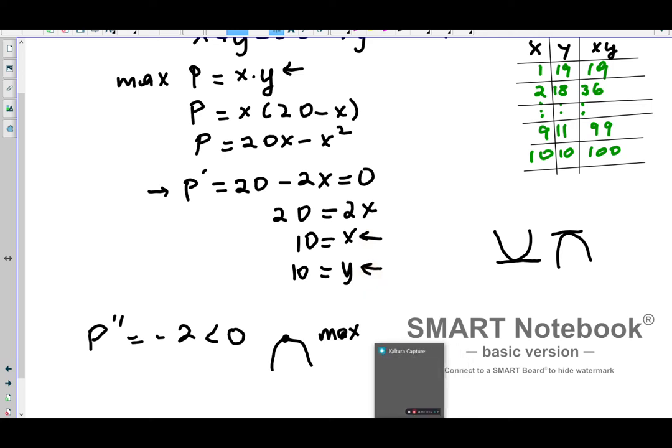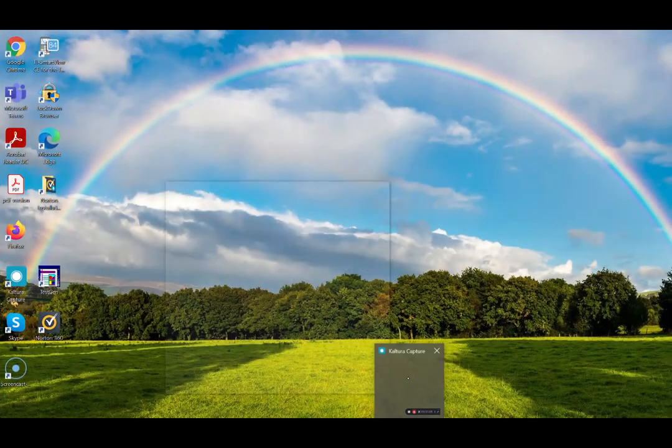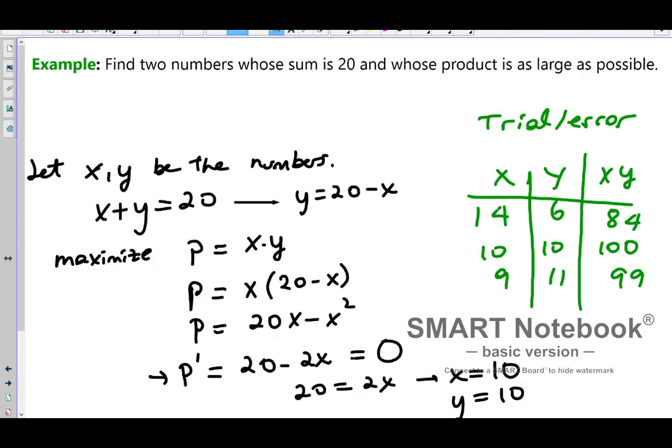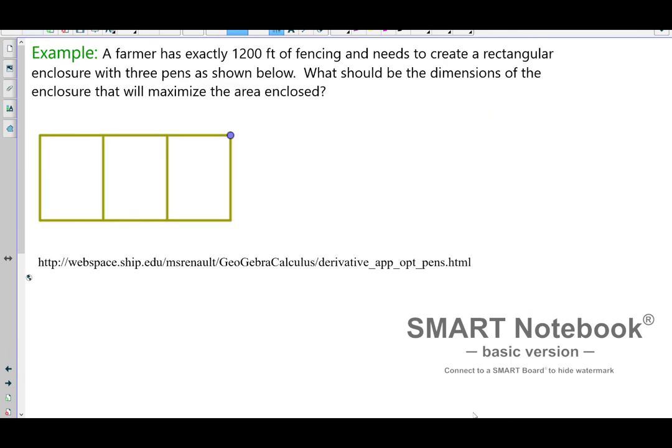Okay, let's take a look at another example. This one will be our example about a fencing problem, a very typical question in this chapter. Okay, so I'll give you a moment to read the question and I will come back and discuss.